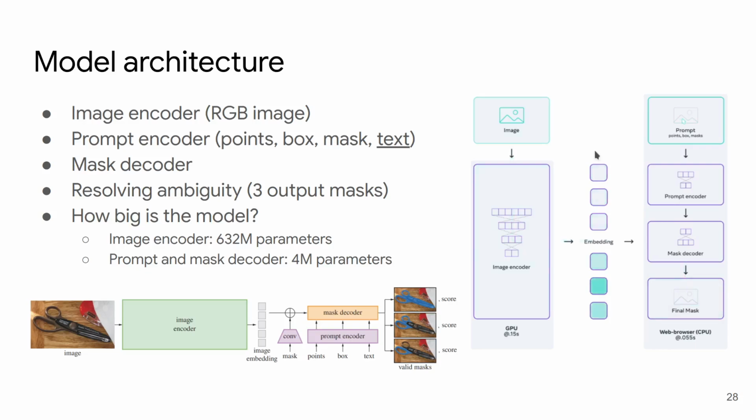And then from there you can pick, because sometimes if you just give 1 point, you don't know what is intended. For example, if you put a point on my face, are you trying to select my face, my forehead, or my entire body? So the model can give you 3 output masks for you to choose from, but you can also just take the one with the highest probability, so you can extract 1 mask if you want to.